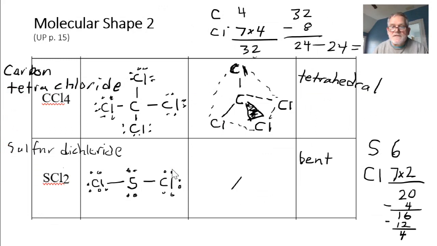And I'm going to draw it like this. We've got an S in the middle. We've got a chlorine down there and a chlorine down there. And then we've got 2 lone pairs. And then this angle here is roughly about 109 degrees. And these lone pairs, they got little electron clouds coming out the top where those electrons hang out.